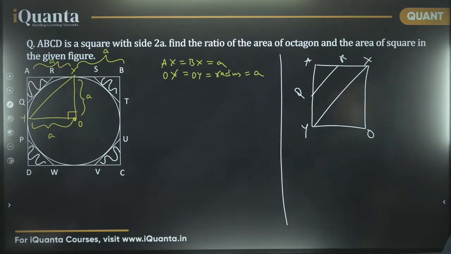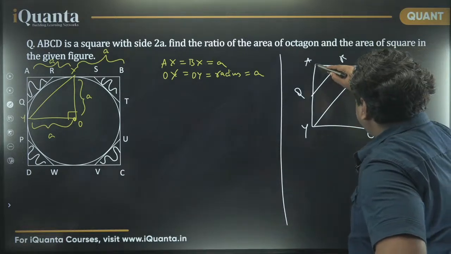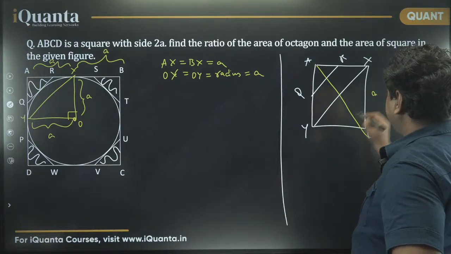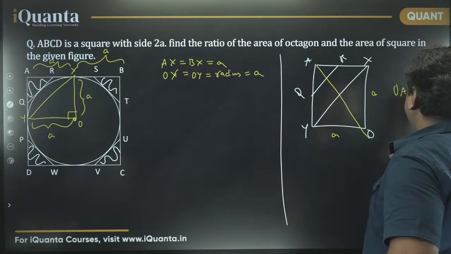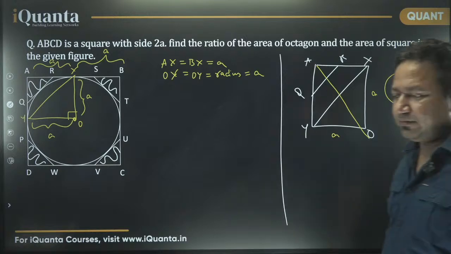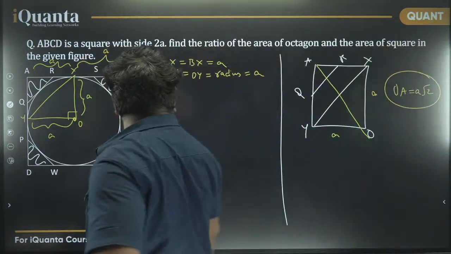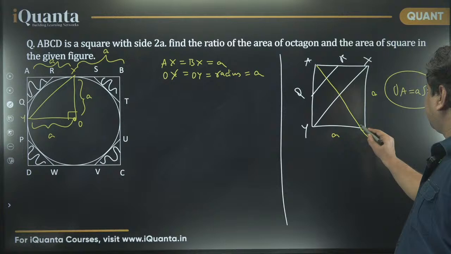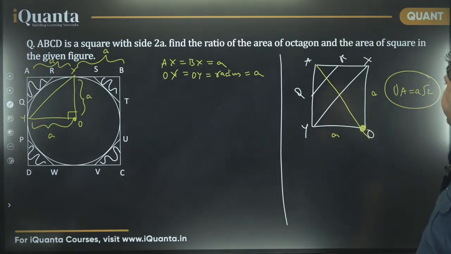Okay, so how to do that? Let me join AO. Okay, this thing is A, this thing is A. OA will be A root 2. No need to calculate that. By Pythagoras we calculate, there is a diagonal. That is the diagonal, right? Okay. That happens to be diagonal. All right. That is A root 2.